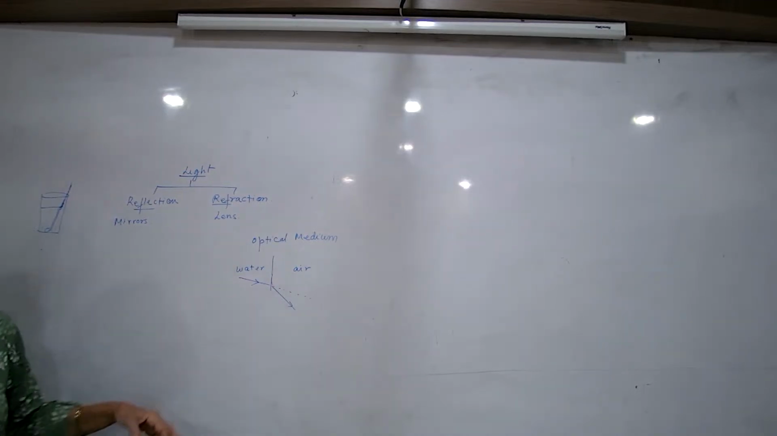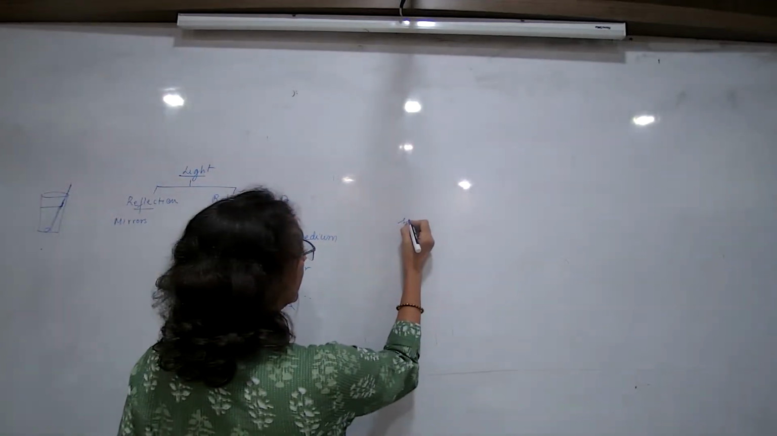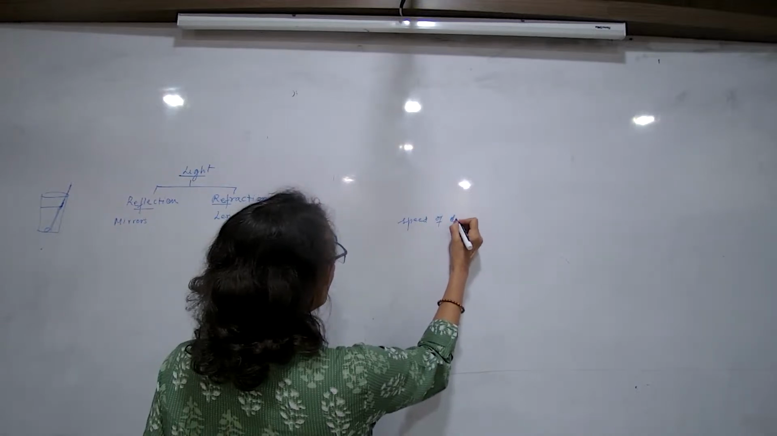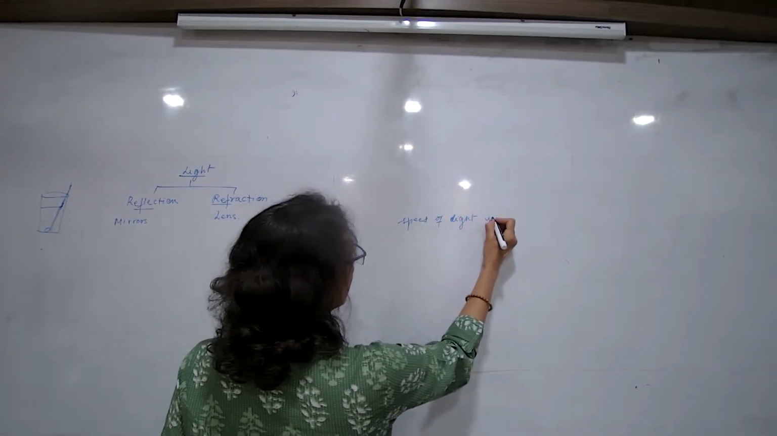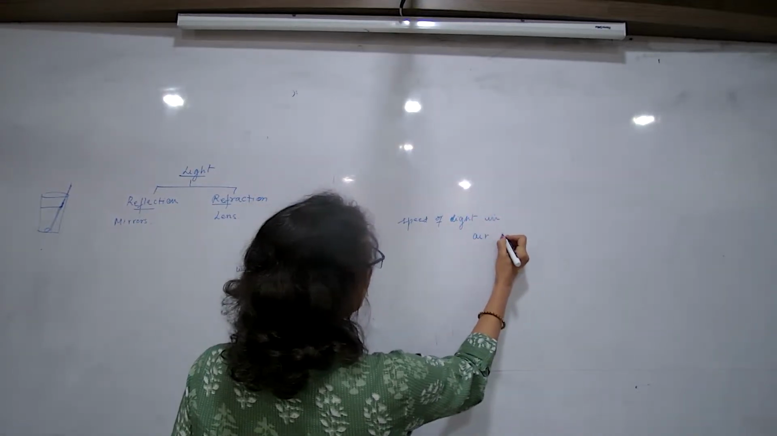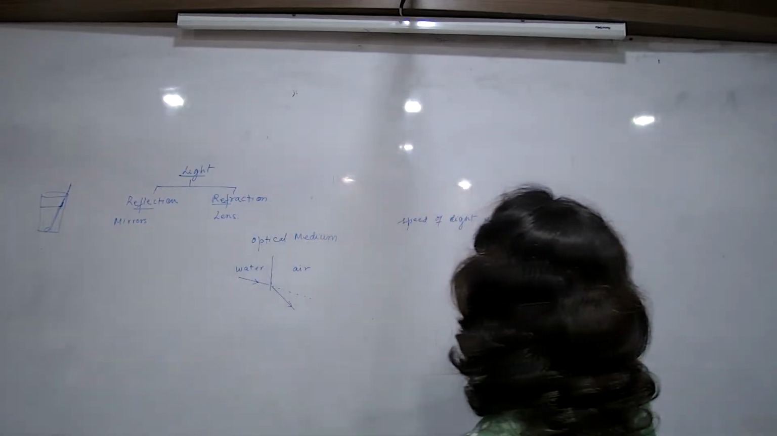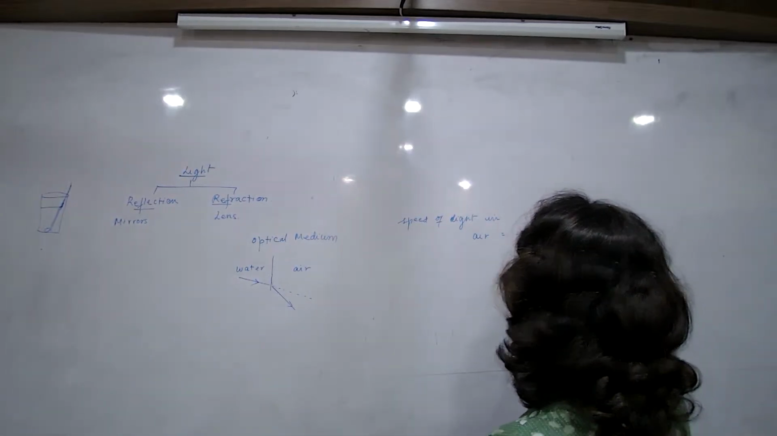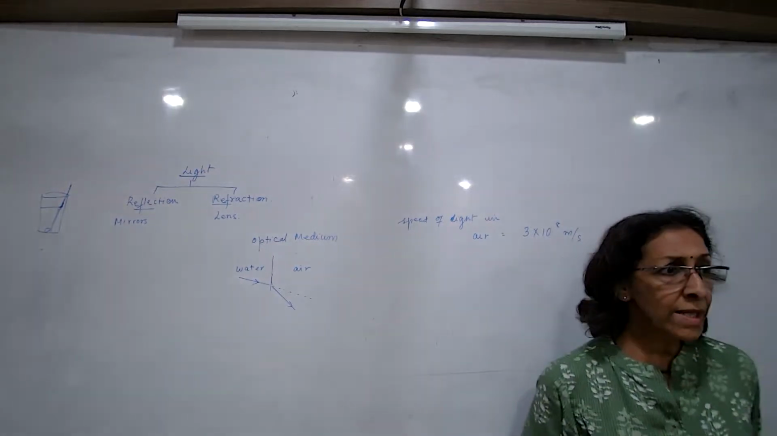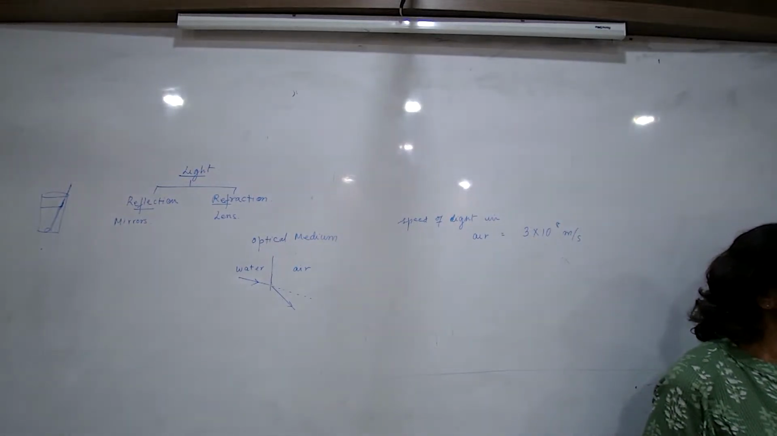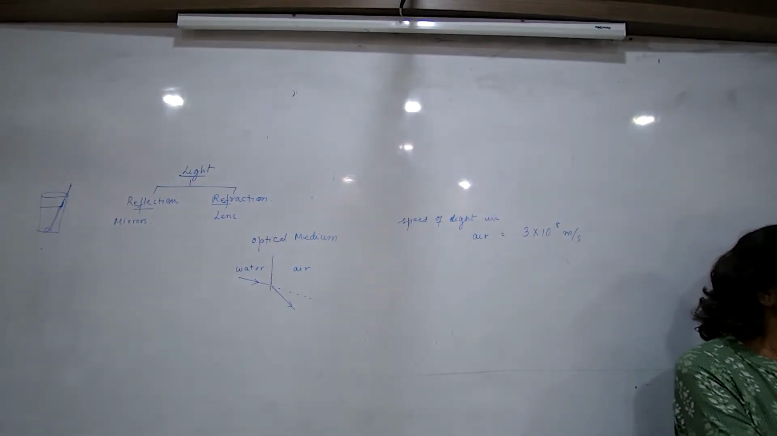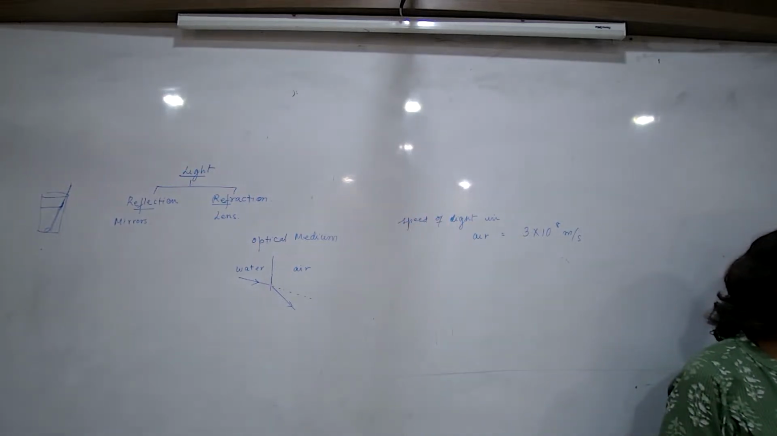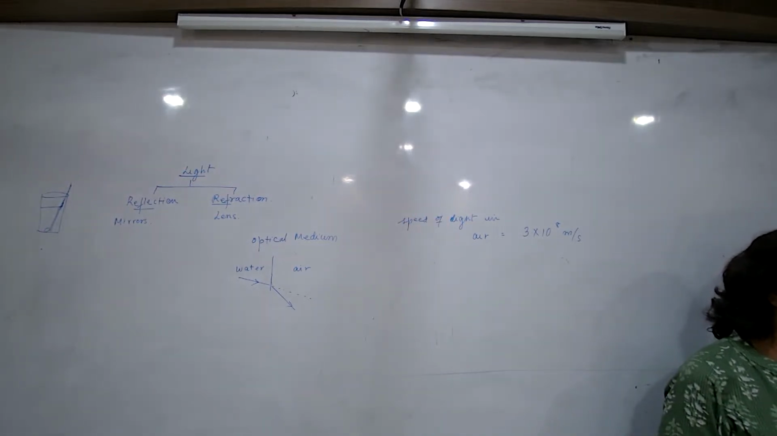What is the speed of light in air? Anybody knows? Speed of light in air. How much is it? 3 into 10 raised to the power of 8 meters per second. So what does it tell us? That in 1 second, it is so fast that it is covering a distance of 3 into 10 raised to the power of 8 meters. Did you understand that?